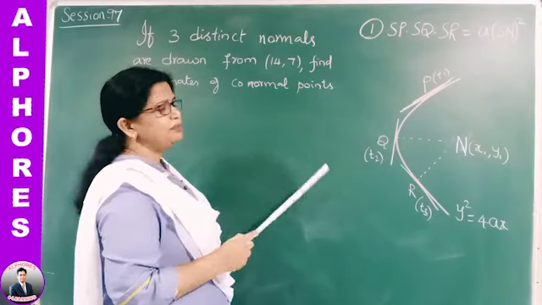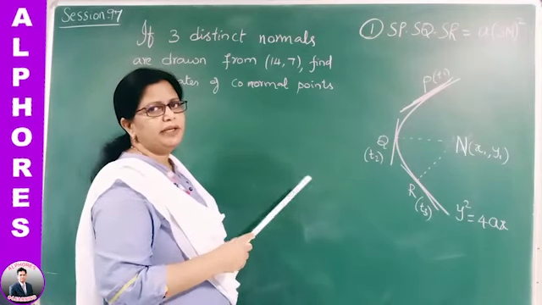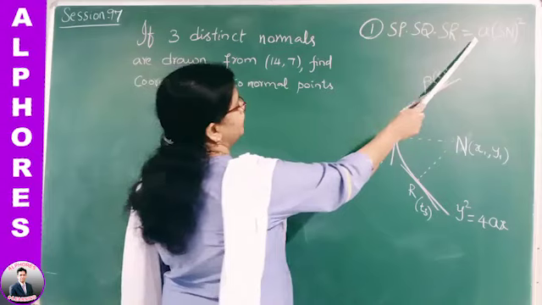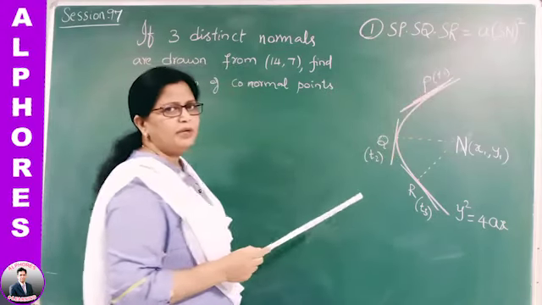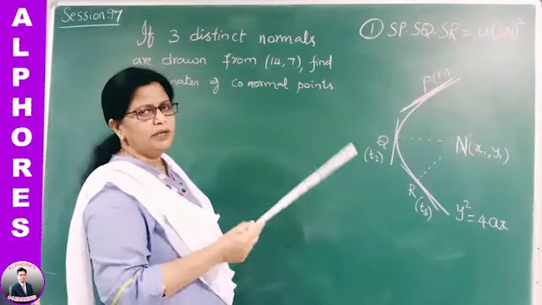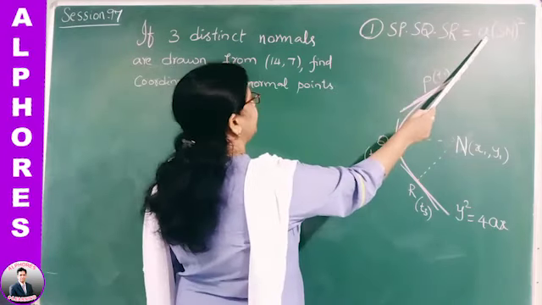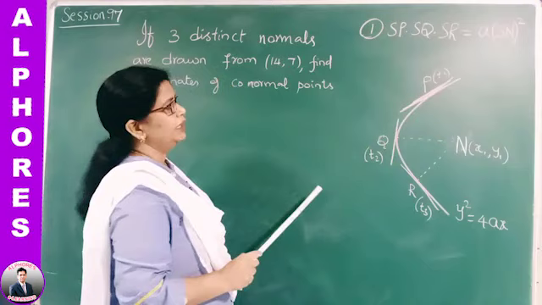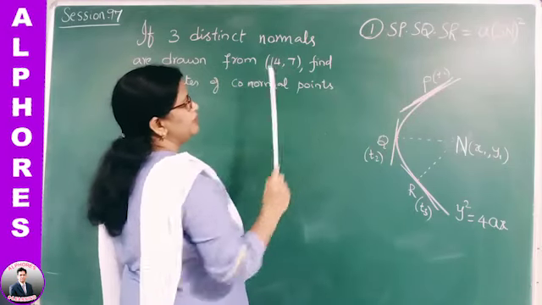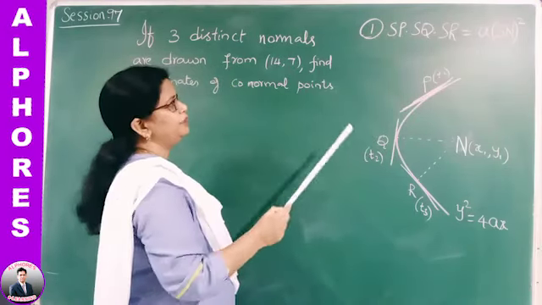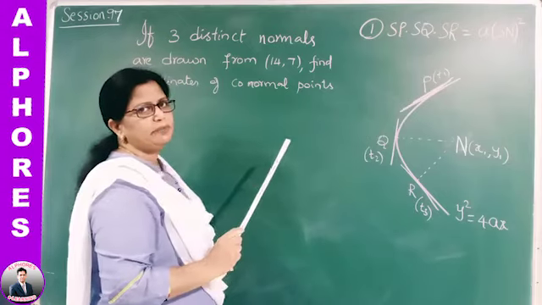And this concept you can generalize for any parabola also, where a, for any parabola, is nothing but 1/4 of the latus rectum. So 4a is the latus rectum, and a means 1/4 of the latus rectum. So this is one of the standard results on PQR, that is the co-normal points of a parabola.